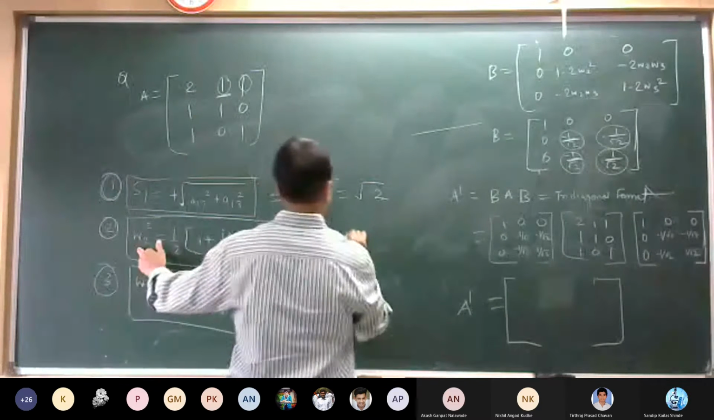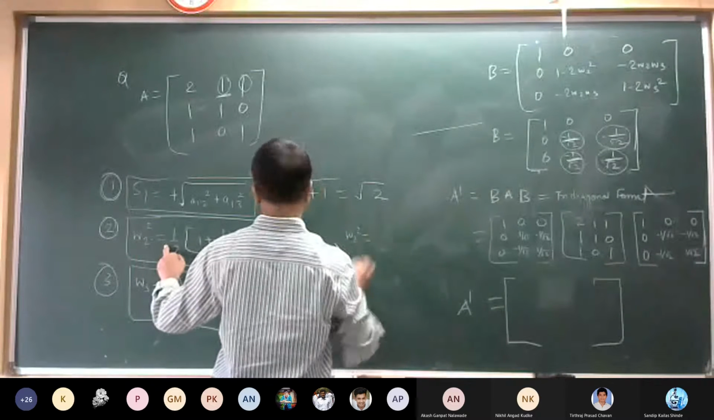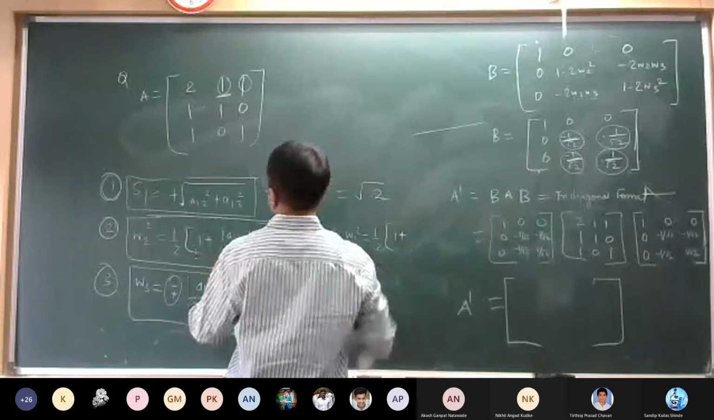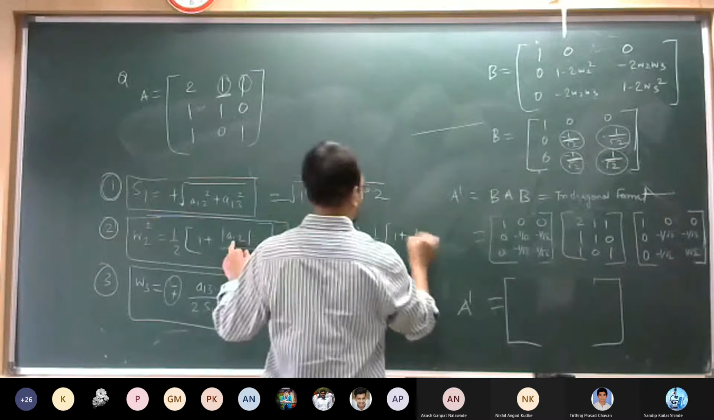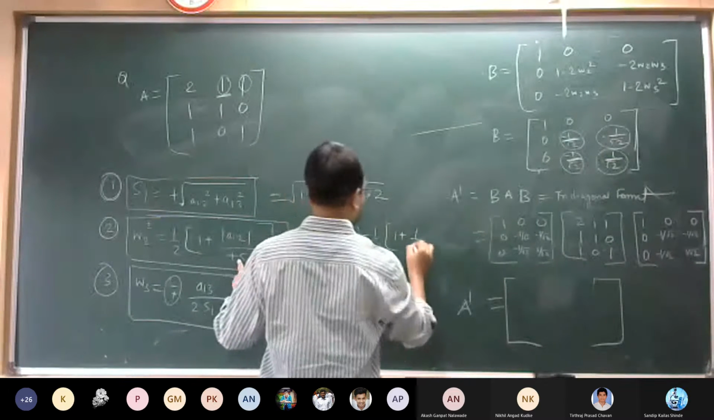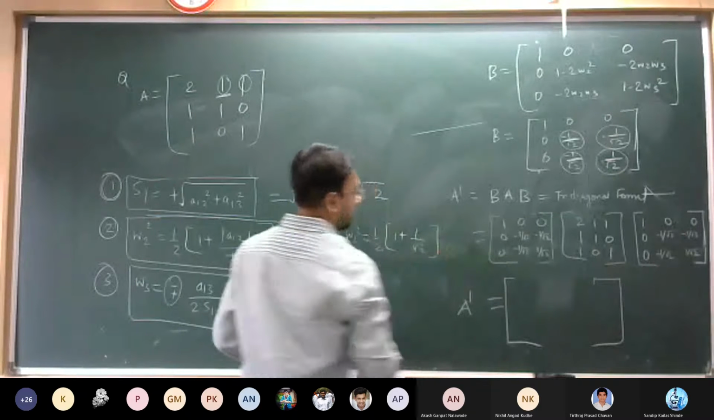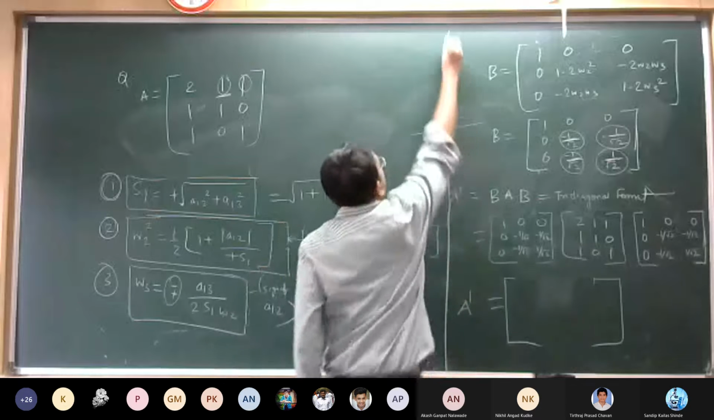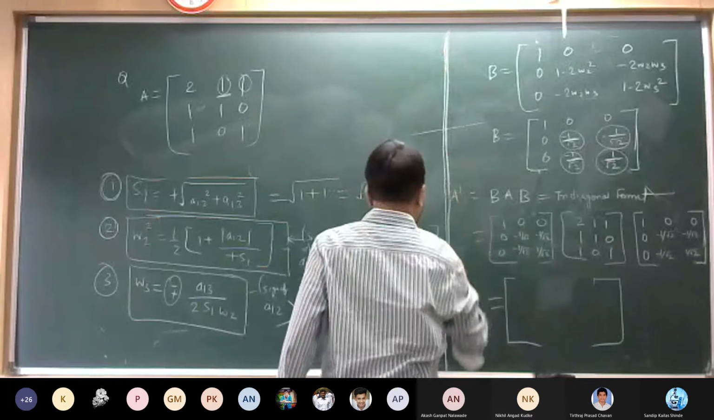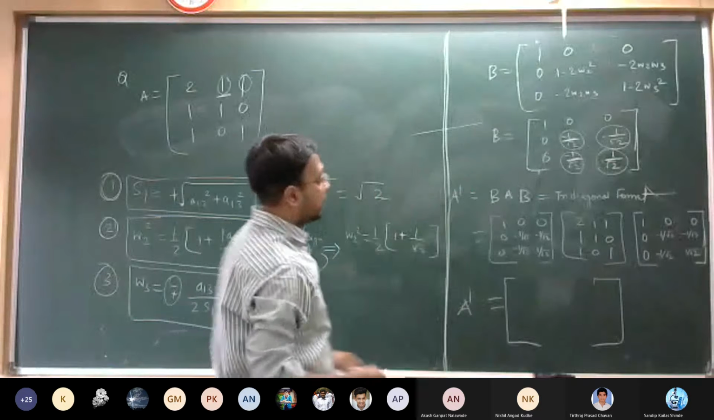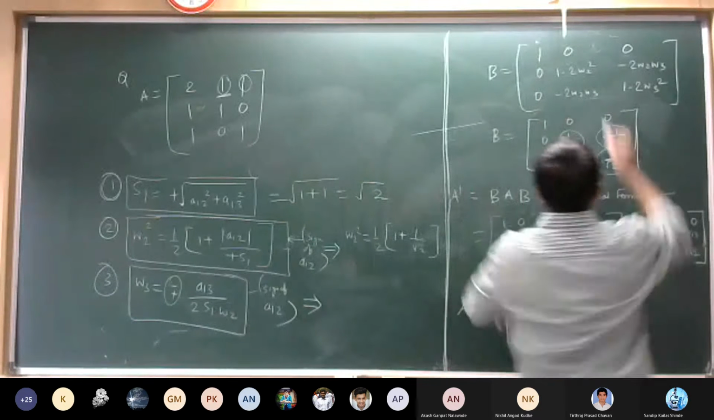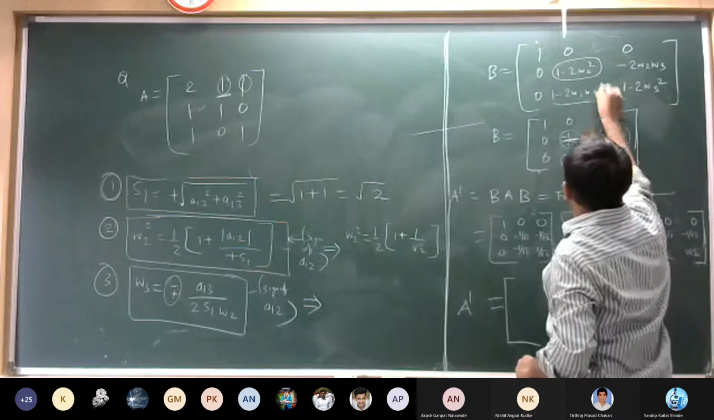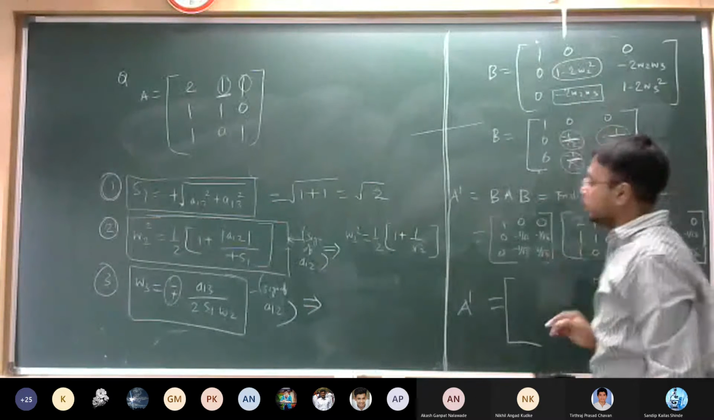W2 square, 1 plus A12 is 1 divided by S1, that is root 2. Here we need to calculate 1 minus 2W2 square, this term also and this term. So 1 minus W2 square we need to calculate.